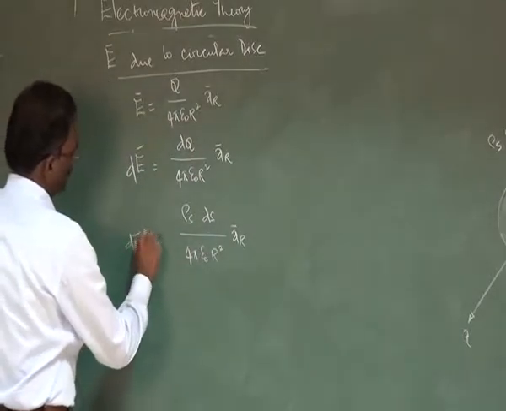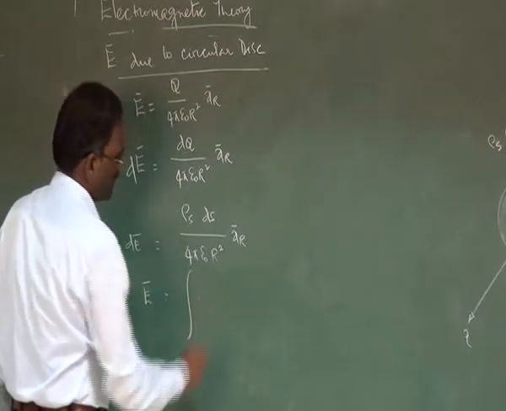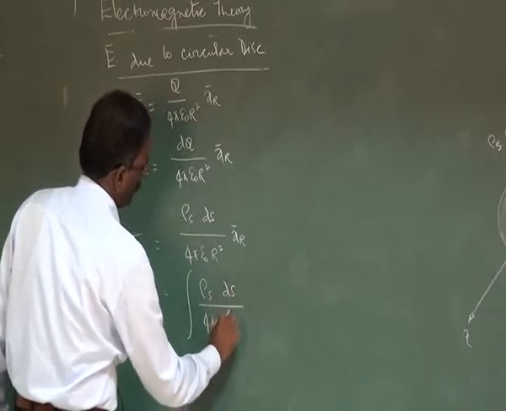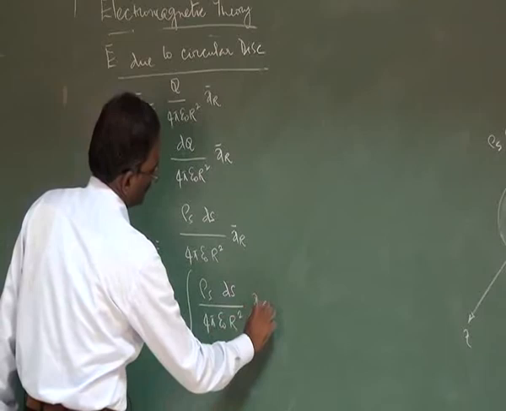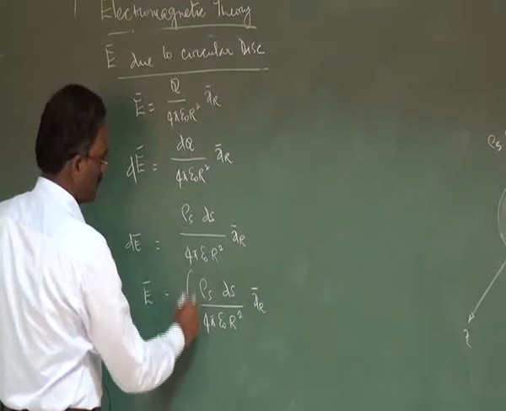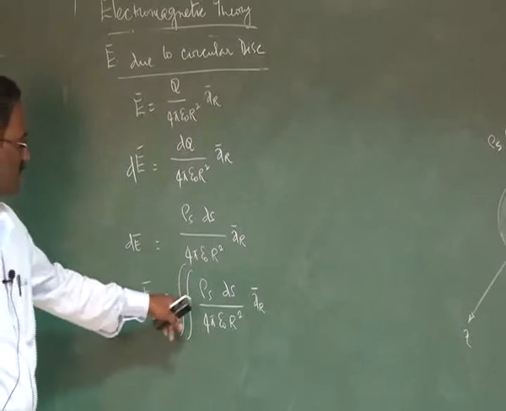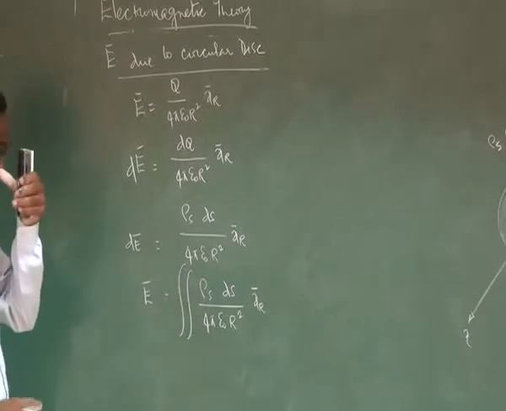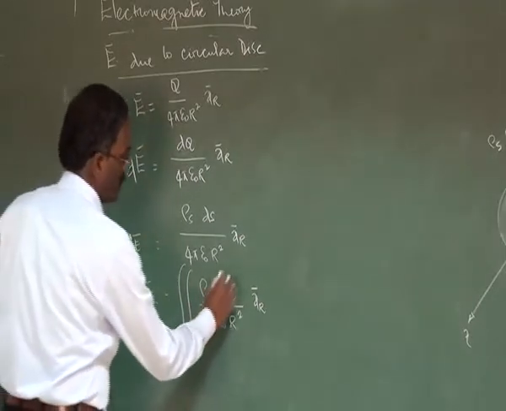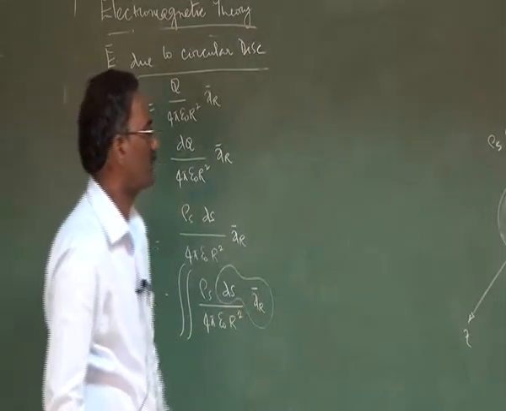This is dE bar. Okay. From here, if you want to calculate E bar, you must integrate it: rho s ds divided by 4 pi epsilon O r square a r bar. This is a surface integral, so it has to be carried out 2 times. E is equal to double integral rho s ds, because 2 dimensions are involved. So double integral rho s ds divided by 4 pi epsilon O r square a r bar. Again I must substitute the values for ds and a r bar. These 2 values I must substitute from the diagram.